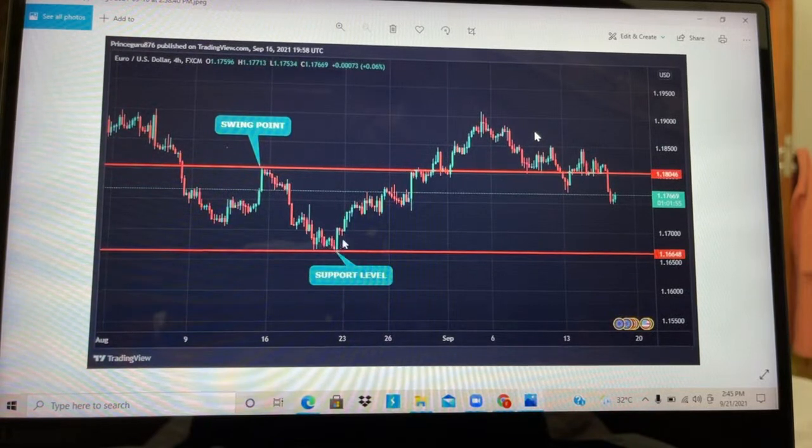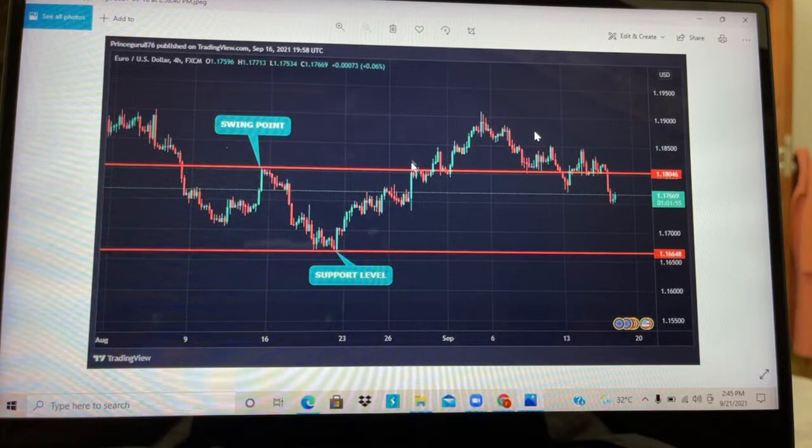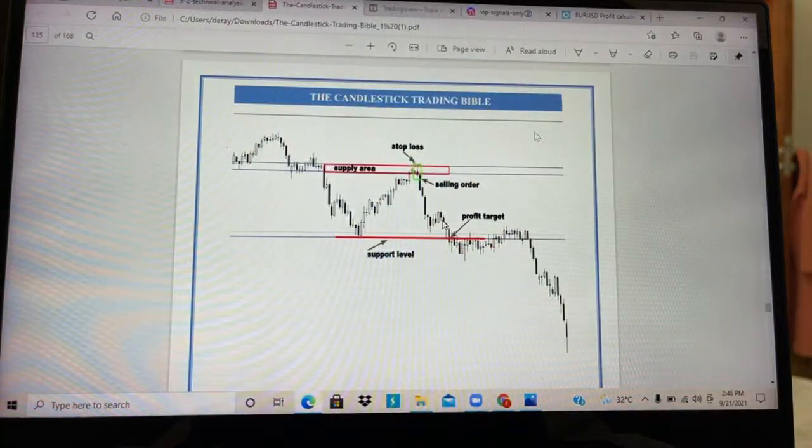Because when things are in demand, it's going to go up, right? Everybody wants EUR/USD, it's going to go up. But if they no longer want it, because they already got it, it's going to drop. Okay. That's what the general idea is.